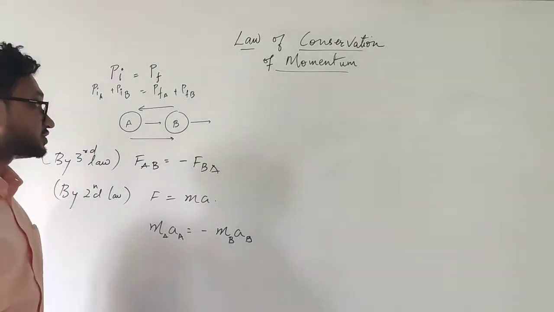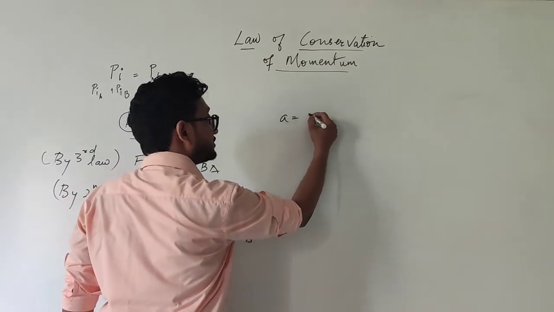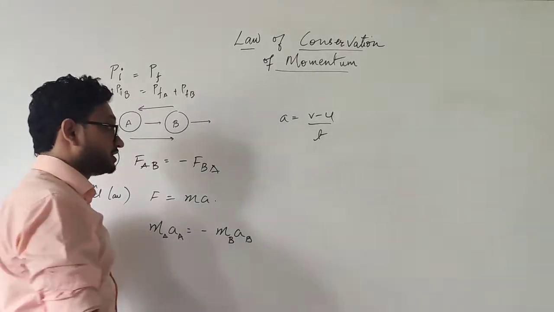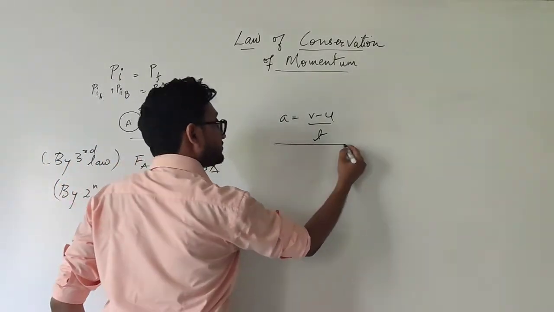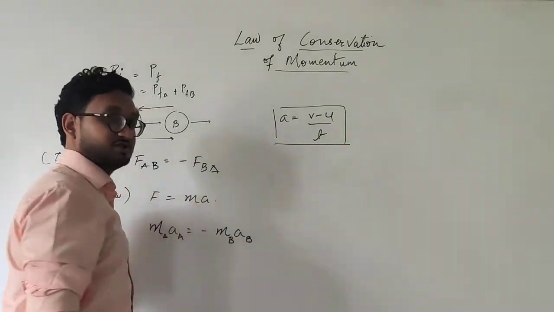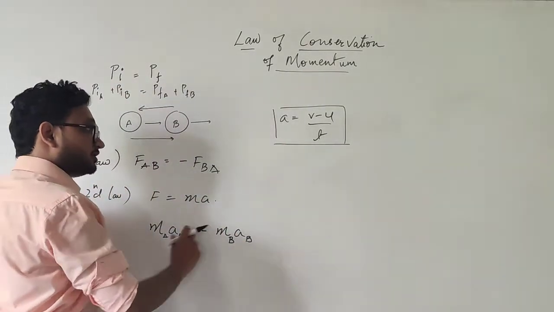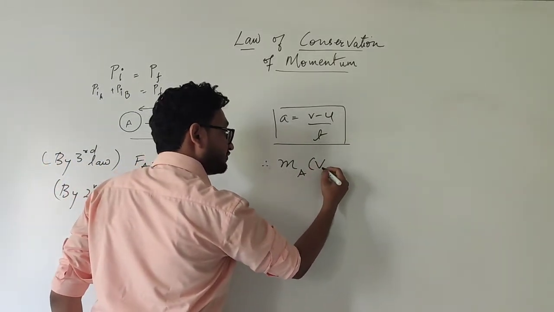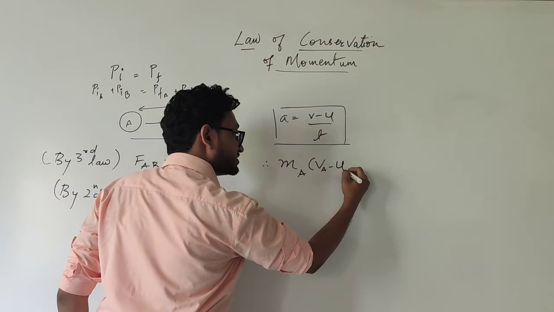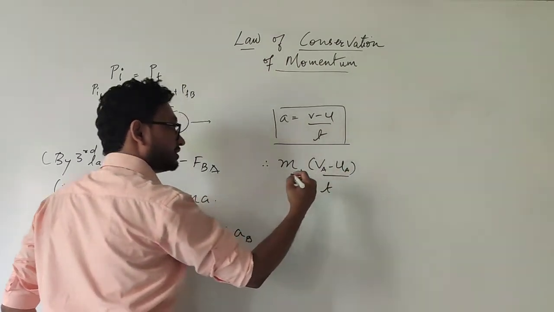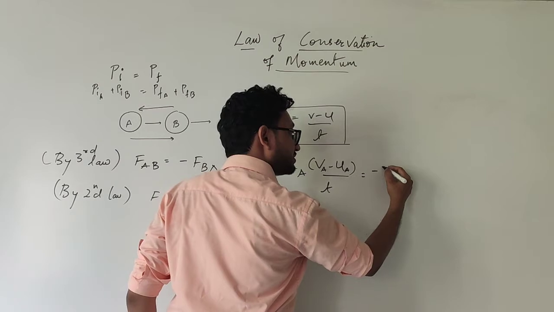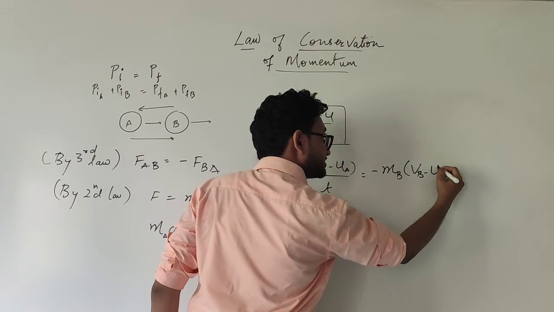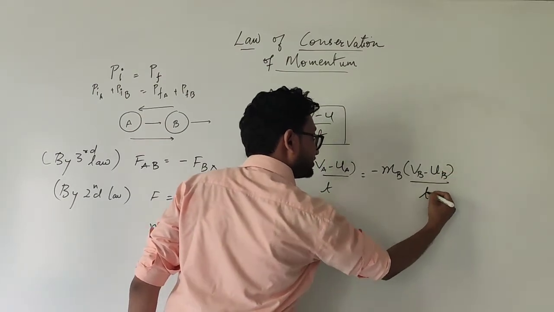Understood? We also know by the first equation of motion that a is equal to v minus u upon t. We can substitute that value over here. This is just for knowledge purpose. a is equal to v minus u upon t. We are going to use these values. Therefore, m_A into the final velocity of A minus initial velocity of A upon time taken. Similarly, minus mass of ball B, final velocity of ball B minus initial velocity of ball B upon time taken.